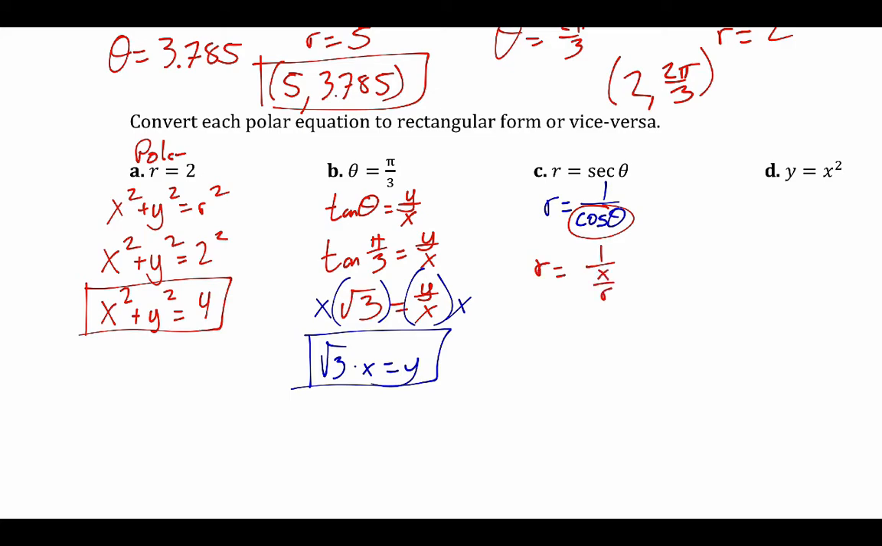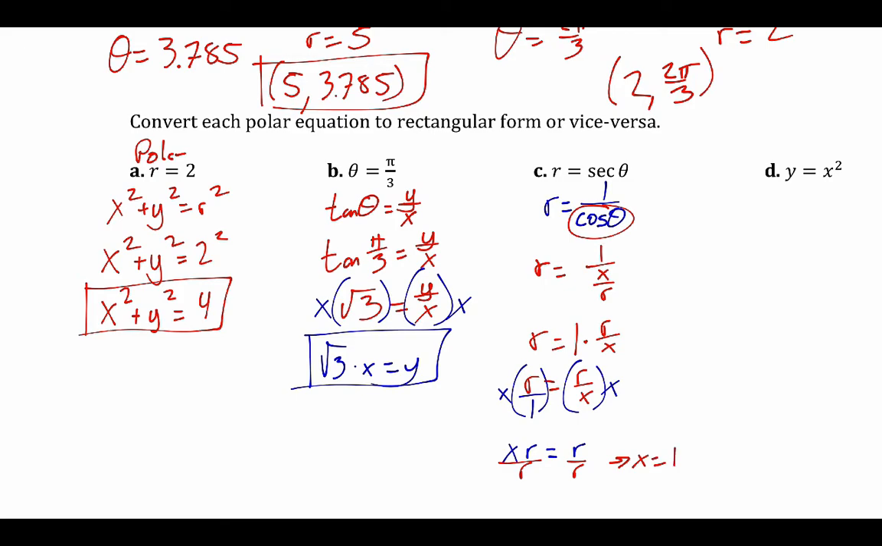Now we have a polar coordinate and a rectangular coordinate in there. Let's clean it up a little bit. r equals 1 over x over r, that's the same as 1 times r over x, or in other words, r equals r over x. We're trying to get rid of r. What I would suggest is make them both fractions. If we multiply both sides by x, we end up with xr equals r, and then to solve for x, we divide by r on both sides, giving us x equals 1.